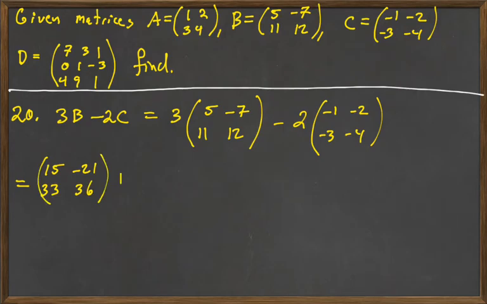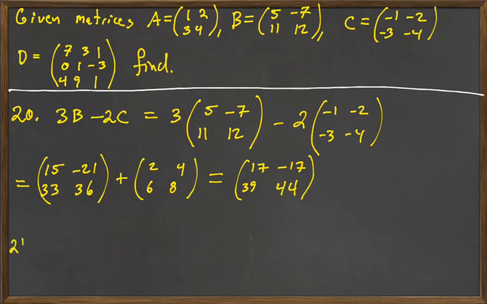What I like to do here is I like to go ahead and multiply the -2 through. That way I'm not subtracting negatives later on, so it helps me avoid mistakes here. So we're going to treat it as multiplying the -2 through, and so then we'll have addition of the 2 matrices when we're all done. So plus, distribute that -2, so we got 2, 4, 6, and 8. And then we can go ahead and add the 2 matrices together. 17, -17, 39, and 44.